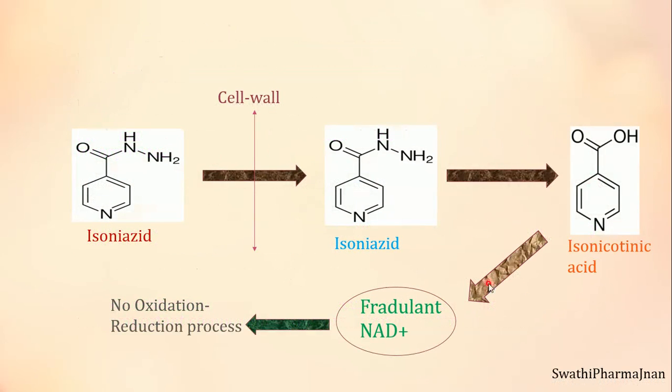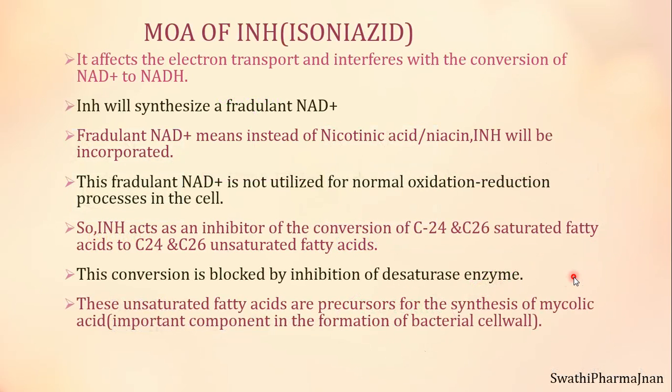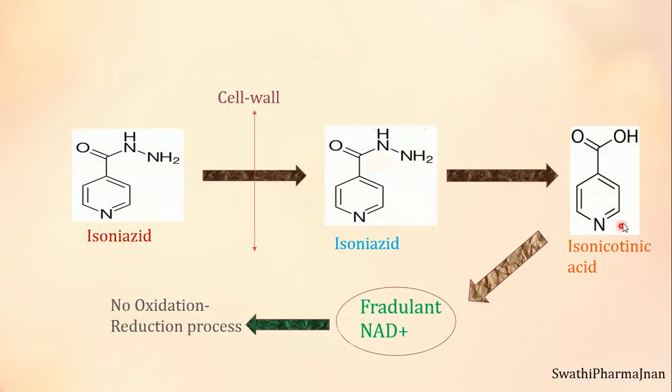Here in flowchart form you can also see isoniazid, which will enter into the cell wall, and this isoniazid will convert into isonicotinic acid, and it will incorporate in the formation of fraudulent NAD plus. So fraudulent NAD plus, which is a false NAD plus, will not show the process of oxidation and reduction. No oxidation and reduction process will lead to no electron transport chain and then no energy for further functioning of the bacteria.